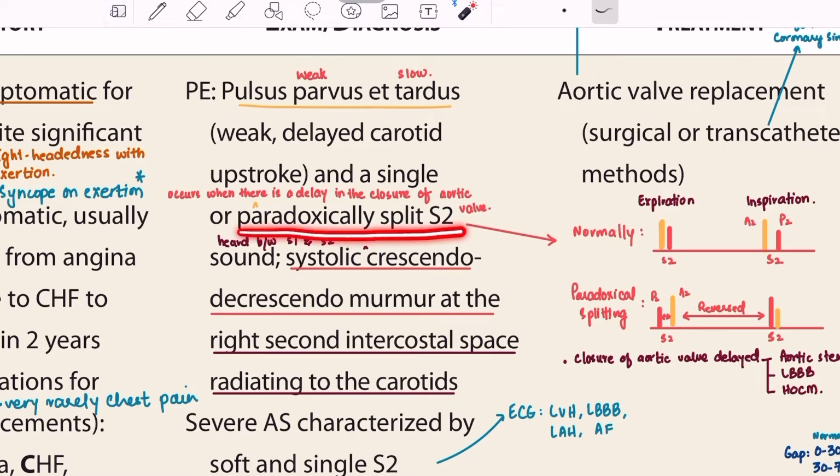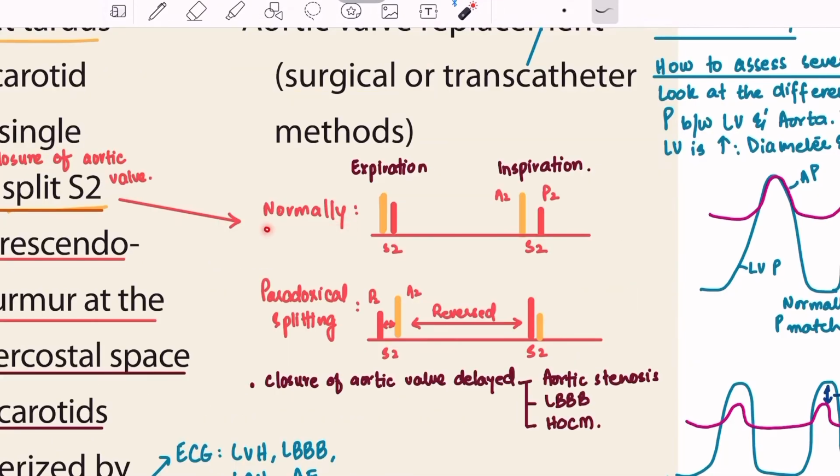What is paradoxical split S2? Let's talk about how a normal S2 looks. Normal S2 has two components, which are A2 and P2, A2 being closure of the aortic valve and P2 being closure of the pulmonary valve. With expiration, these two components are very close together.